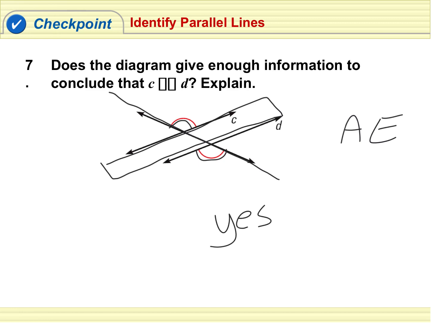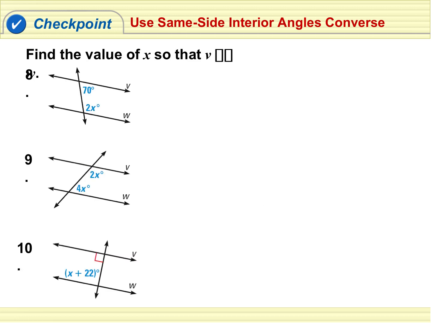Yes. One more slide here. This is what we did yesterday. Pay attention. This will be on your test. State the angle pair relationship. What is the angle pair relationship with all of these? They're all same side interior. With same side interior, how do we set these up? What do we know about their angle measures? They equal 180. So how do we set this up in an equation?